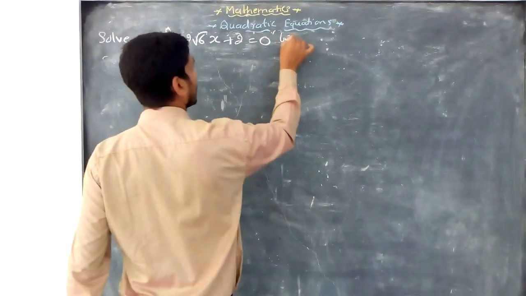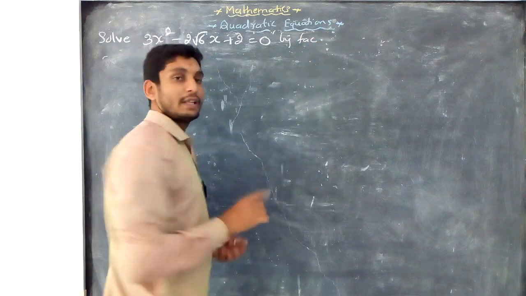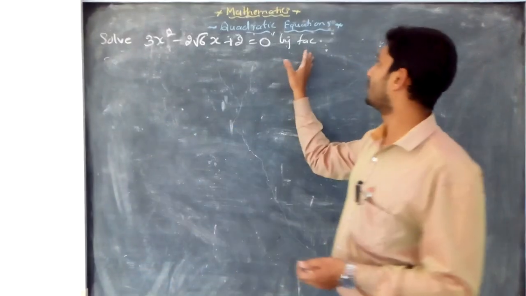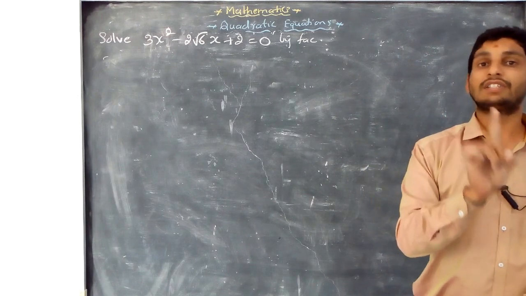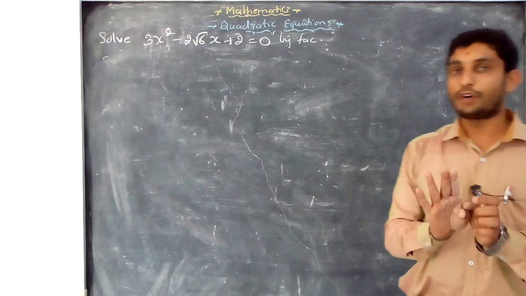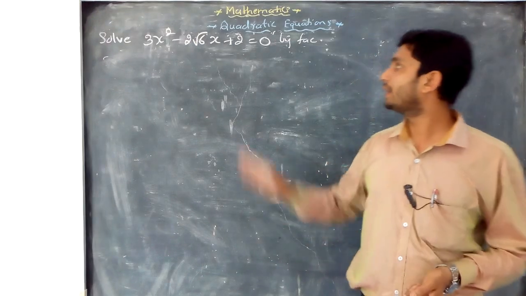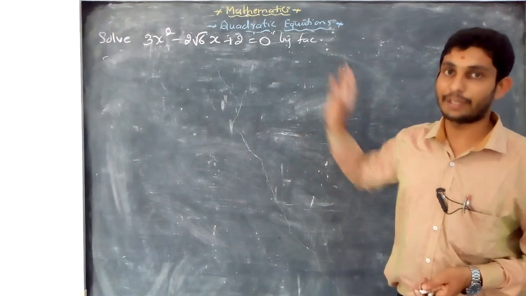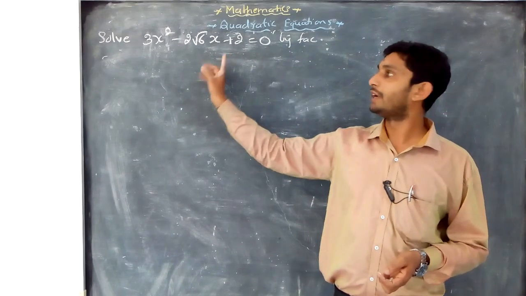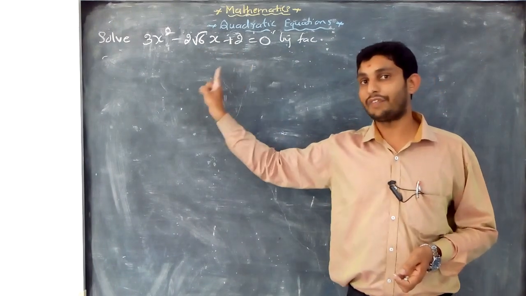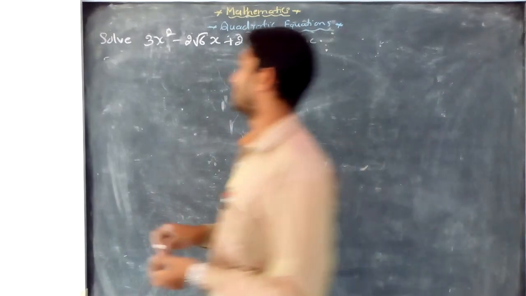By factorization method. See, if the method is not mentioned, formula method is so easy. You have to go for Sridharacharya's formula. Now, here the factorization method is mentioned. That's why you have to go for factorization method. First of all, you have to see whether it is in standard form or not. Yes, it is in standard form. It is not a pure one. It is affected. Go for factorization method.